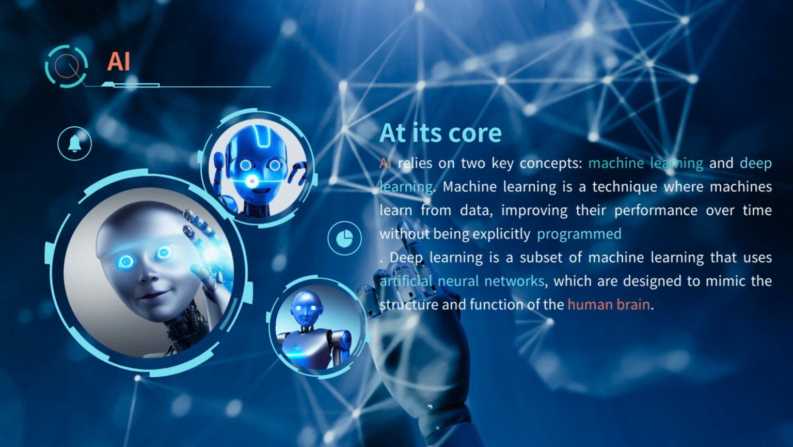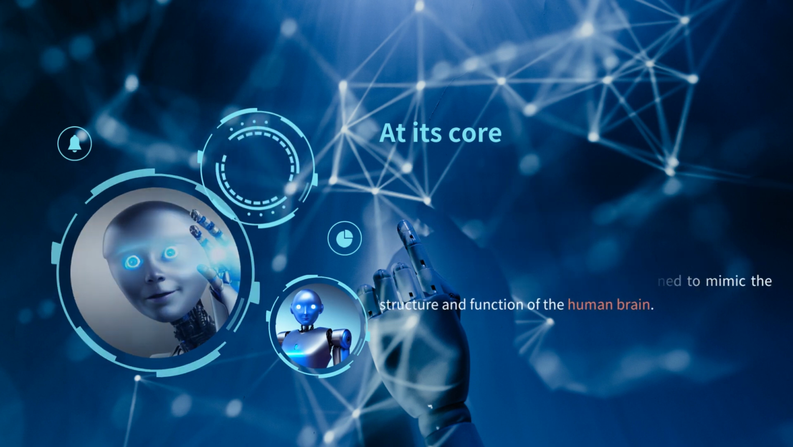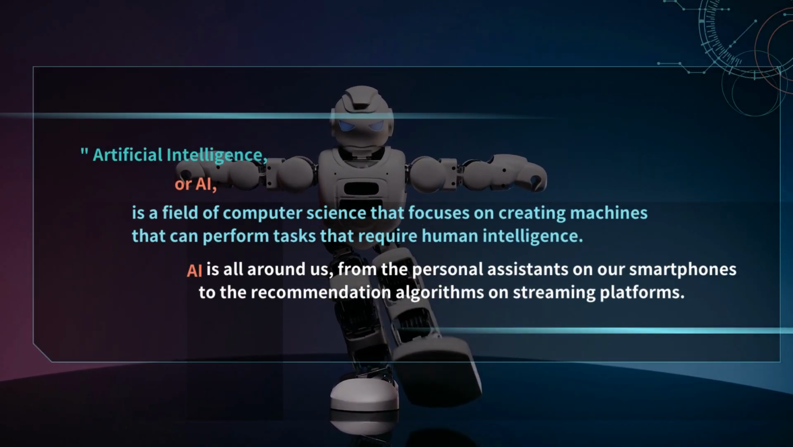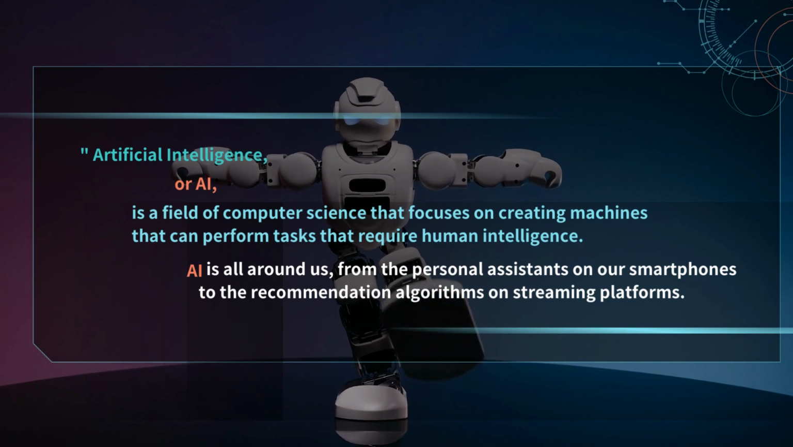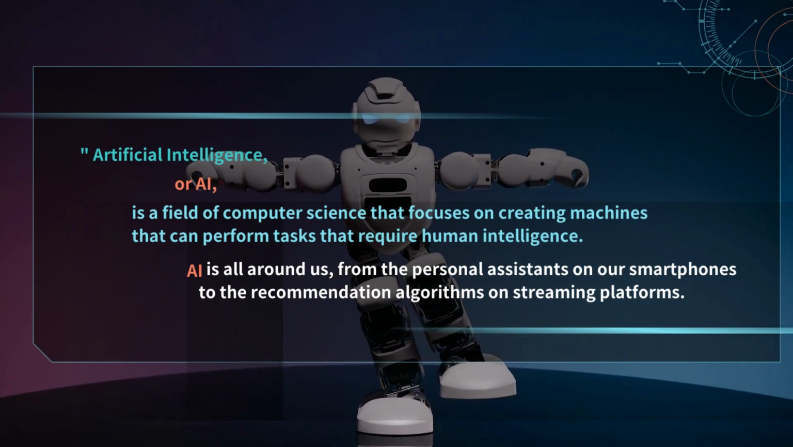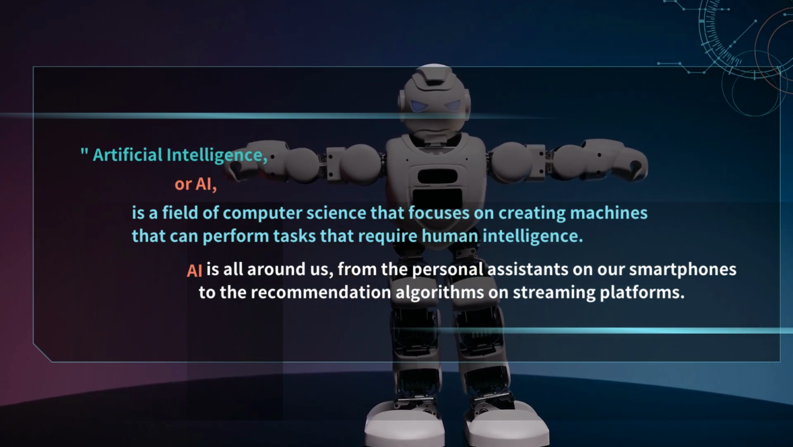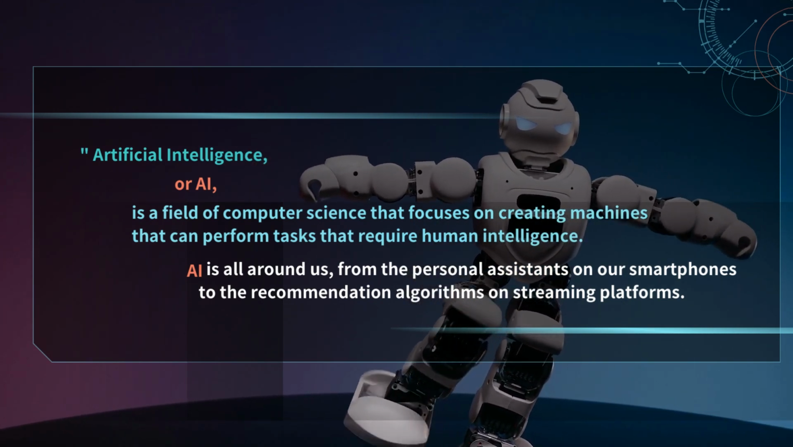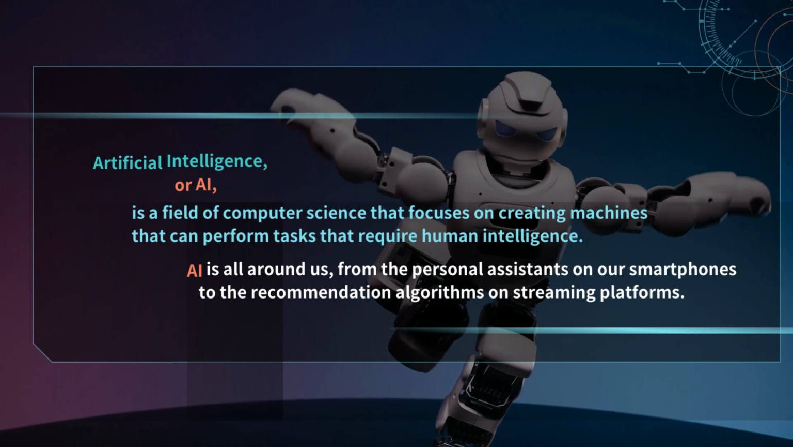At its core, AI relies on two key concepts: machine learning and deep learning. Machine learning is a technique where machines learn from data, improving their performance over time without being explicitly programmed. Deep learning is a subset of machine learning that uses artificial neural networks, which are designed to mimic the structure and function of the human brain.